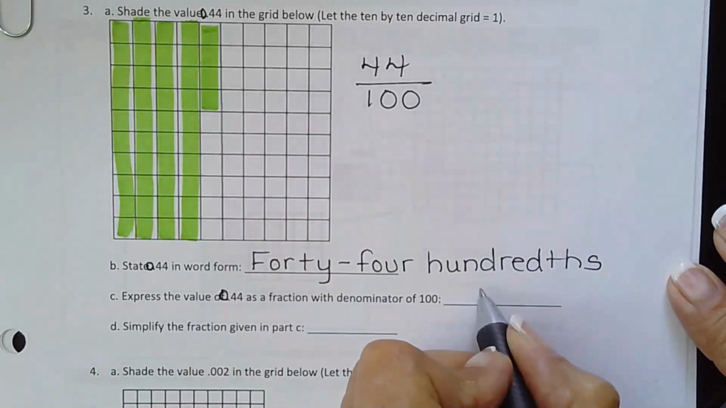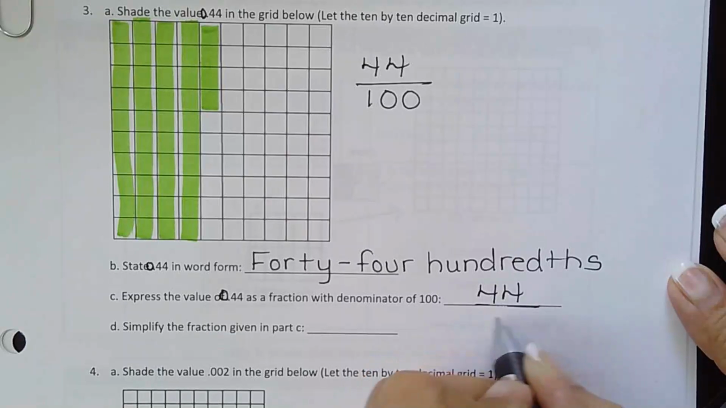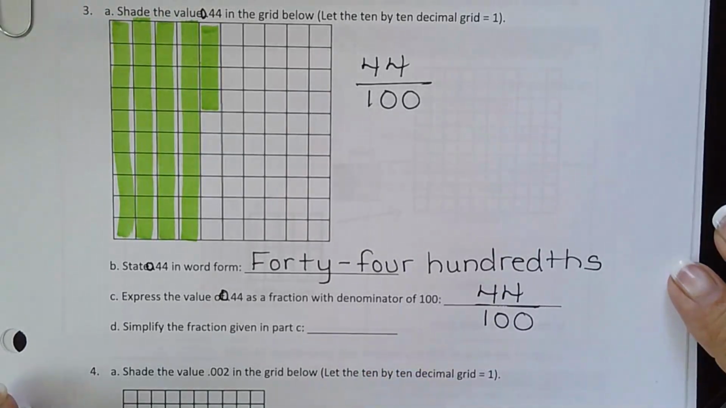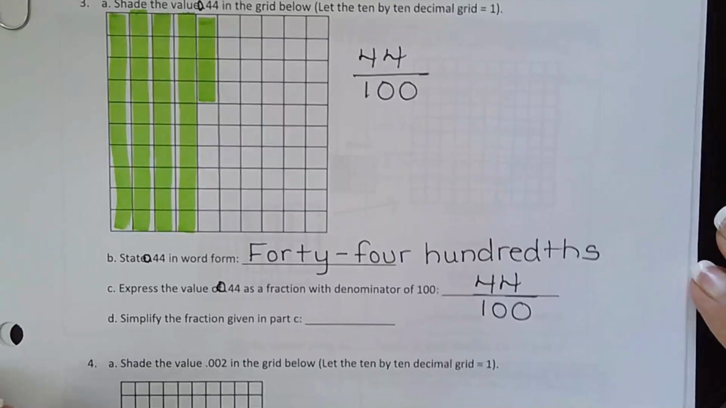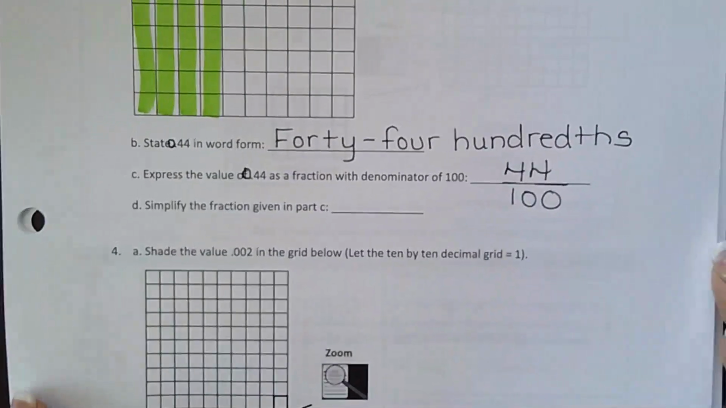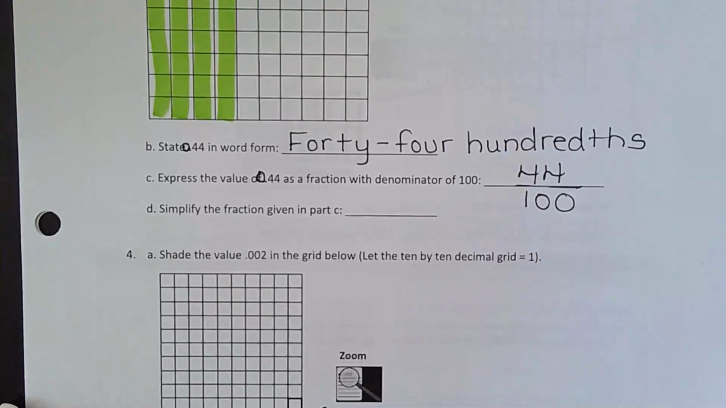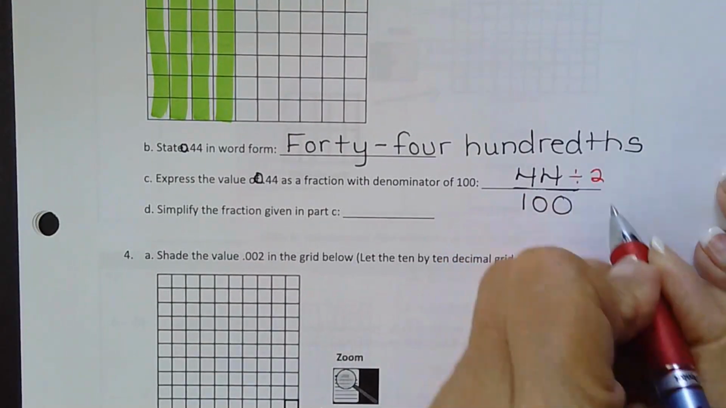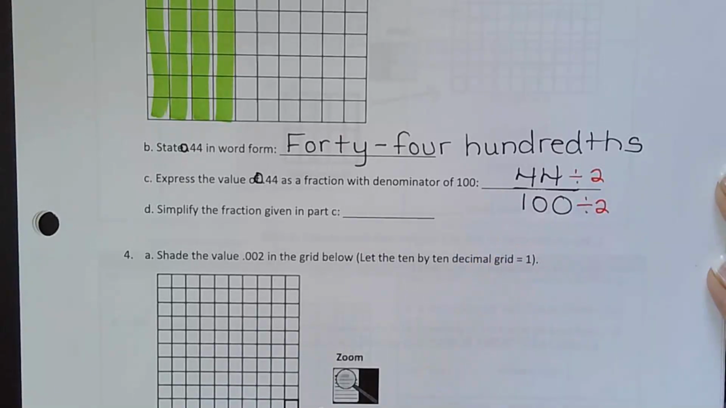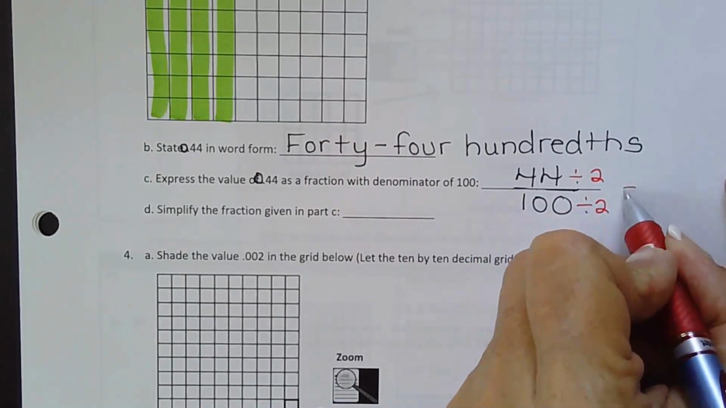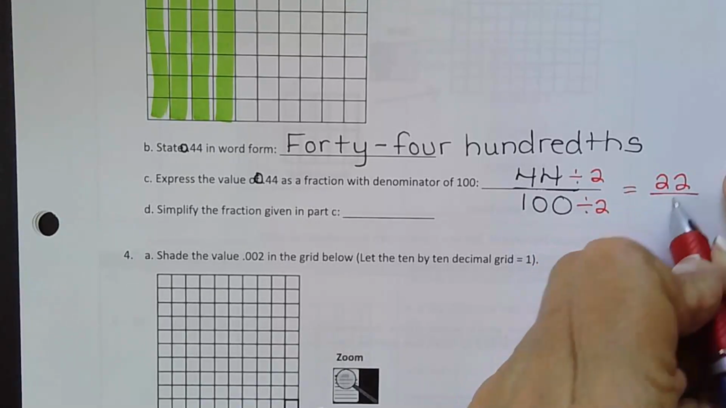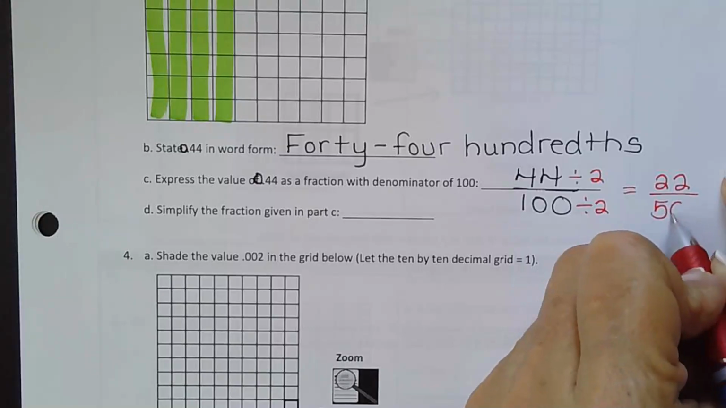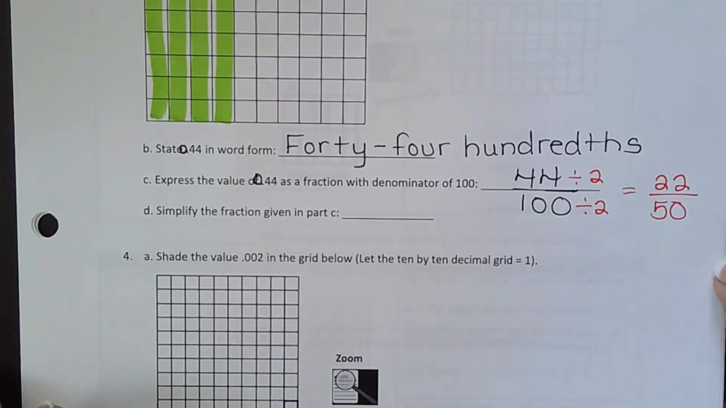Express it as a fraction. We already did that up here with a denominator of 100. 44 over 100. Then it says simplify. And this is great practice from what we did on our last lesson, lesson 2. We said that anytime the number's even, start doing 2's. Both of these are even, so start with 2, and we would have 22 over 50. So 44 cut in half is 22, 100 cut in half is 50.